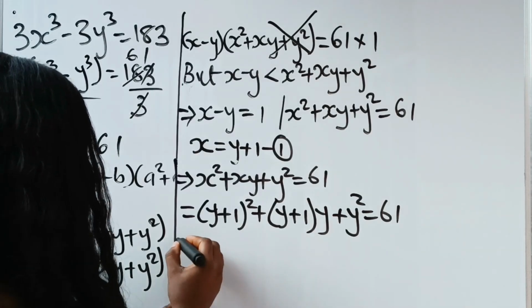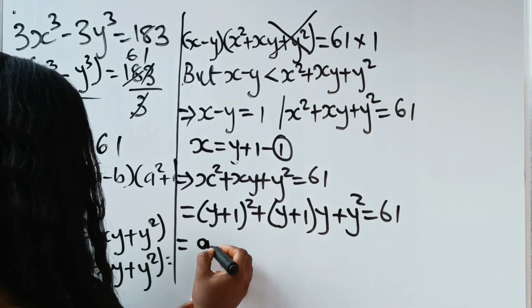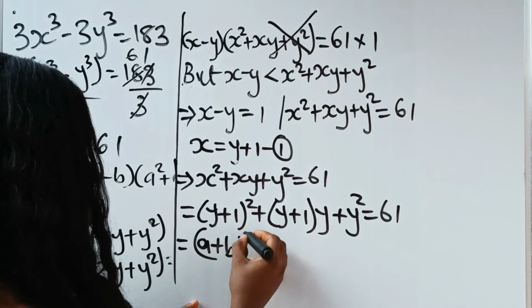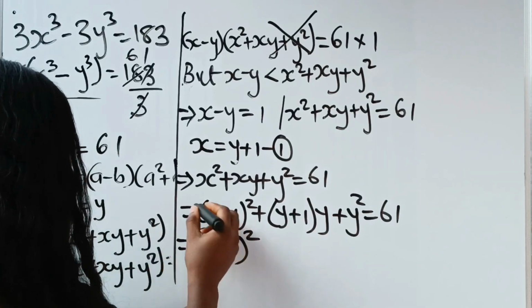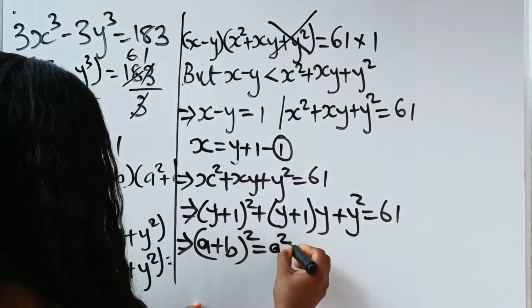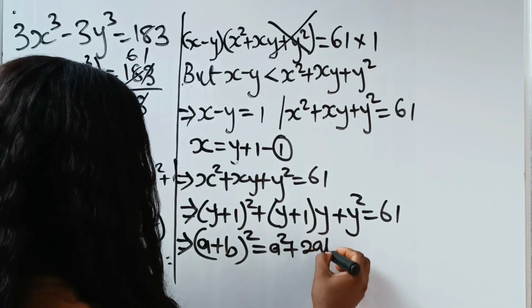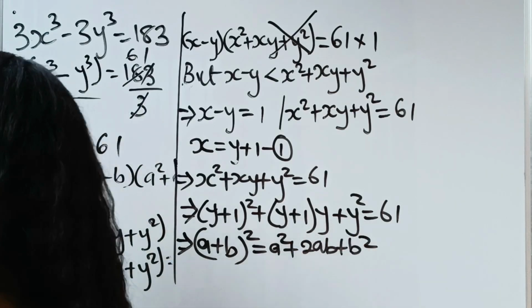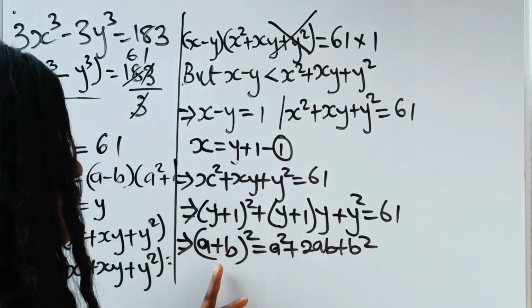Okay, therefore we have, when you have a plus b all squared, a plus b all squared is equal to a squared plus 2ab plus b squared. And in this case, our a is what?